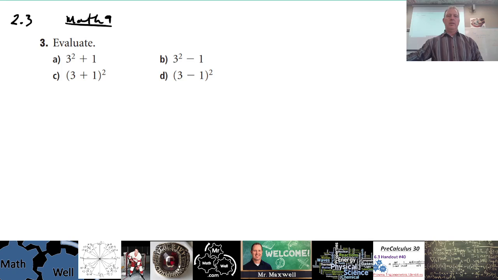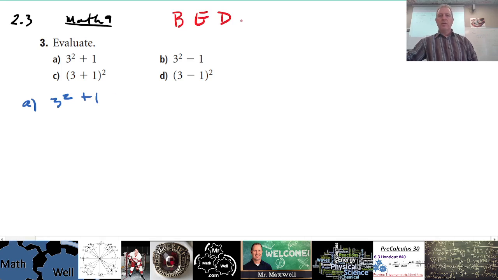Okay, so the first question on your assignment here for 2.3, let's take a look at that. So A, okay, 3 squared plus 1. Write out the question, then show your work underneath, and again, start to work down in columns, so it should look like this. You're going to do the squared first before you do the addition, and what you want to remember is BEDMAS.